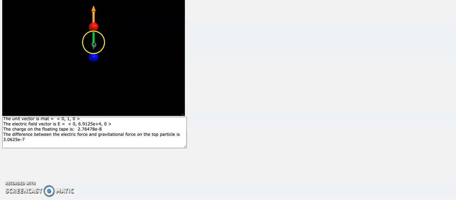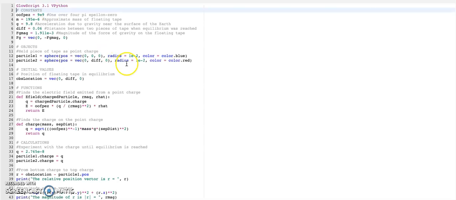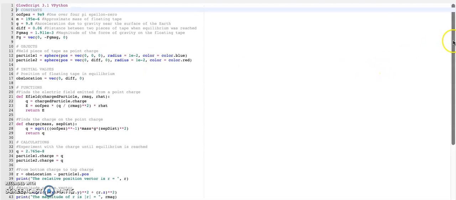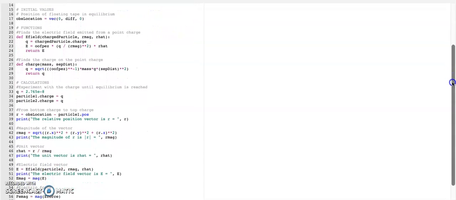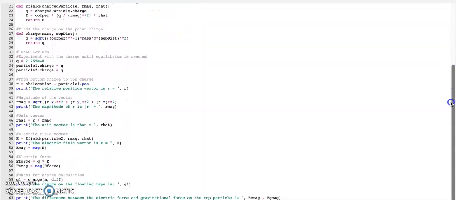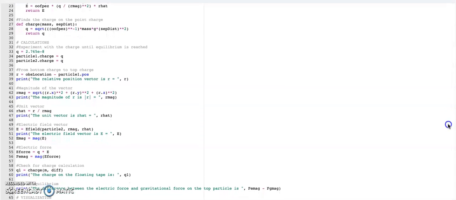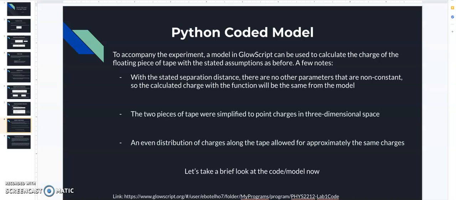We have the top floating charge with the gravitational force in green and the electric force from the blue particle in orange, and a few calculations. Here we see the charge is about the same as before, and the difference between them is very small, so we have a good approximation. And here's the code itself. We have a few constants, we have functions, and the initial objects and initial values. This is also linked in the description, and on the page itself if you'd like to look at it later. But essentially, it's translating everything that we have from our simplifications into code in Python.